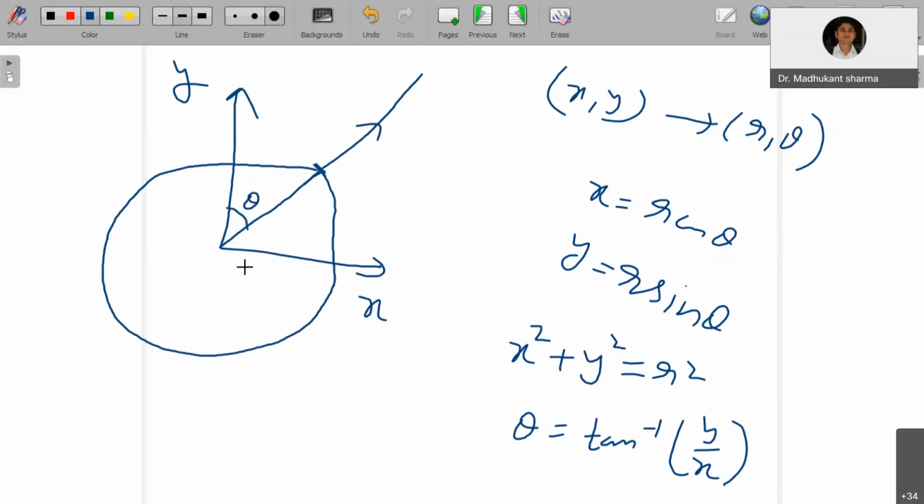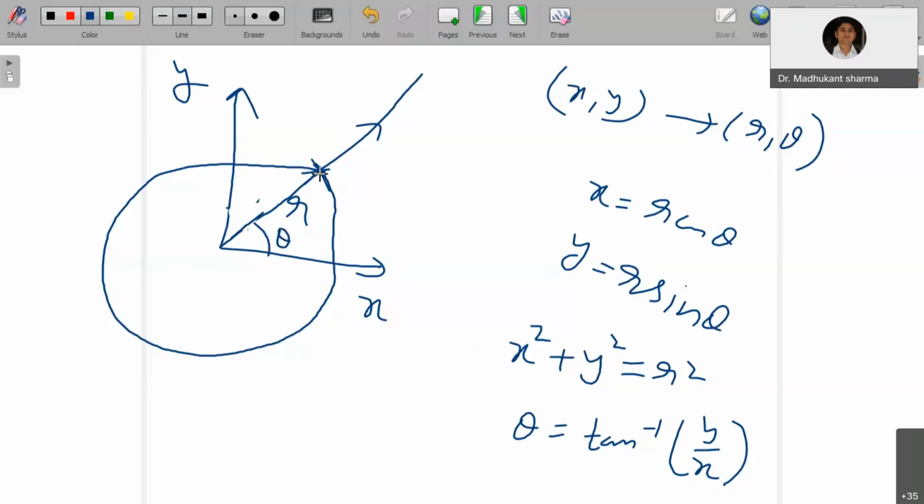Okay, so now this length is r. You can easily identify the coordinates: x equals r cos theta and y equals r sin theta. Because this length is r, and this angle, I should mention, is the angle theta made with the positive x-axis.